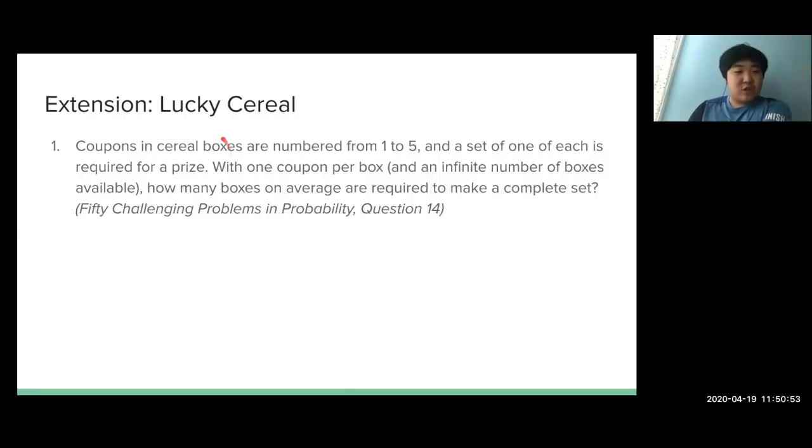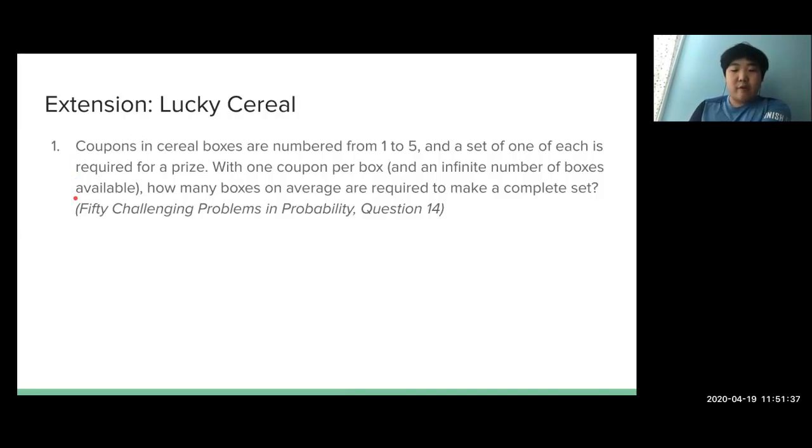Now, there's an extension to this problem, which is also from 50 Challenging Problems in Probability. This is question 14, and this is called Lucky Cereal. Basically, what this problem entails is that coupons in cereal boxes are numbered from 1 to 5. A set of 1 of each is required for a prize. With 1 coupon per box and an infinite number of boxes available, how many boxes on average are required to make a complete set? Now, the problem sounds quite simple. It's basically how many times you need to buy the cereal box in order to get all 5 types of coupons. But in practice, it's actually very hard because many of the geometric summation methods that we've learned previously are not applicable to this problem.